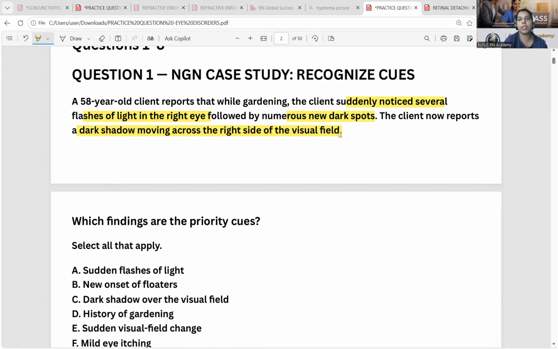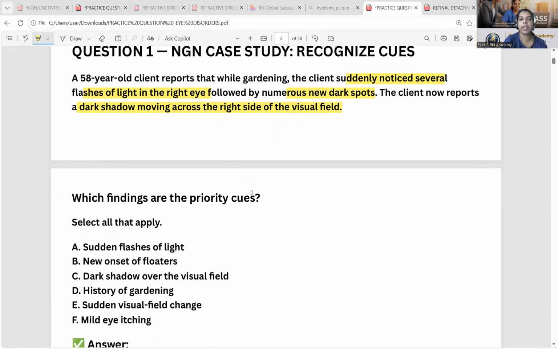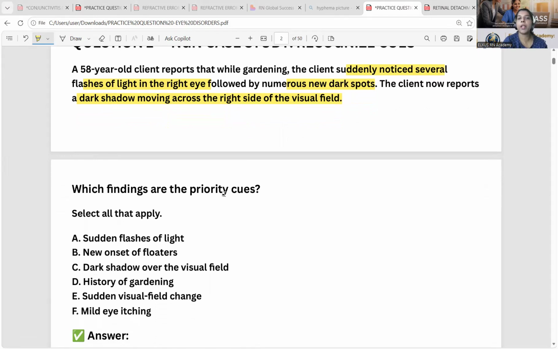And also we can find out what the question is asking. The client now reports a dark shadow moving across the right side of the visual field. That means the dark spot started to move across the right side of the visual field, because the client noticed the flashes of light in the right eye only. In addition, the client is reporting that the dark shadow is moving across the right side of the visual field. So we can understand the question. Okay, which findings are the priority cues?